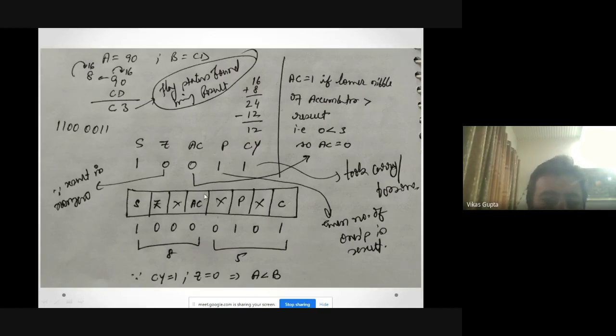Auxiliary carry में याद रखना, हमेशा auxiliary carry तब 1 होगा जब lower nibble of the accumulator is greater than result. Lower nibble of the accumulator, that means lower nibble मतलब ये वाला पार्ट, ठीक है, lower part. So this is 0 और किससे, result से. Result में है 3. Because this 0 is less than 3, that means auxiliary carry will be 0. And otherwise, for example, if this was 95 and this is 3, then the value of auxiliary carry will be equal to 1. Remember.